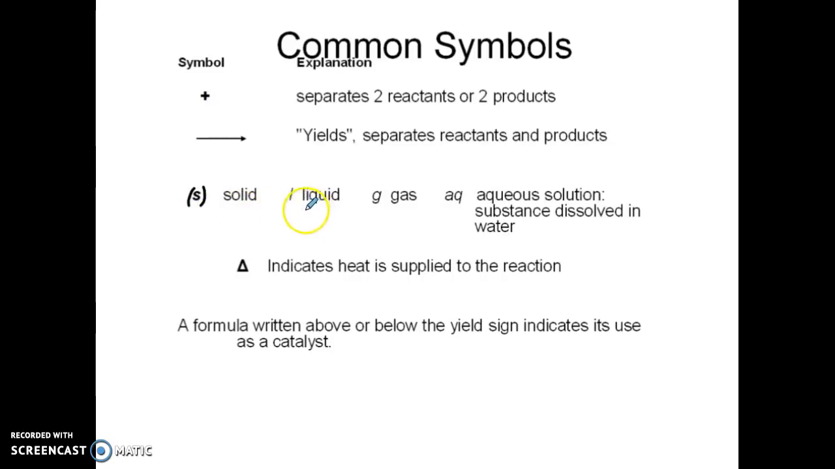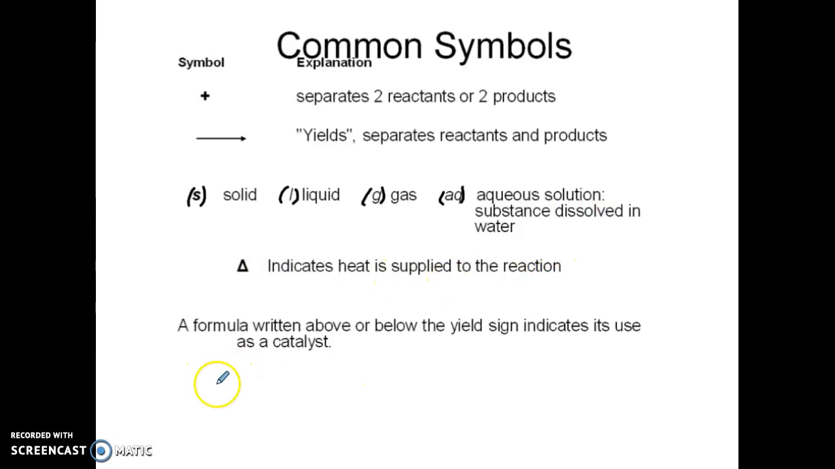So when you take a look at something like an S, this S would be in parentheses, and that would represent that the compound is in solid form. An L in parentheses would represent that the compound is in liquid form. A G for gas, and an AQ for aqueous form. That means that something is dissolved in water. A triangle indicates that heat is supplied to the reaction.